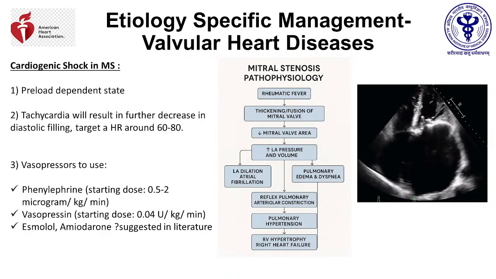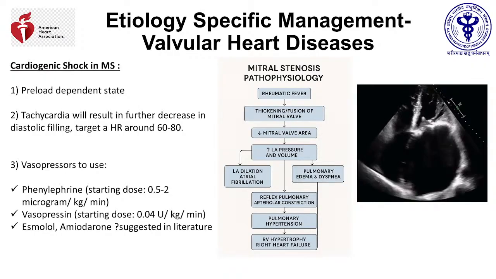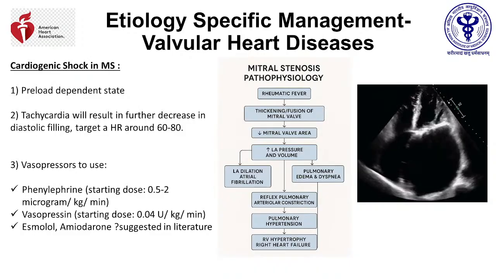Most of the time, this patient will come with atrial fibrillation, and the rate will be on the higher side. So if you see the trials regarding rate, there you want to maintain between 80 to 90. Below 90 is what we need to keep. So we can start phenylephrine at a dose of 0.5 to 2.